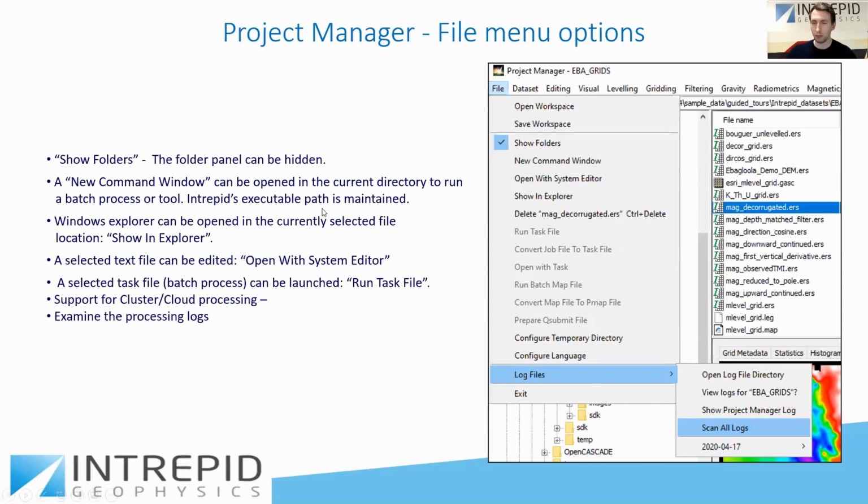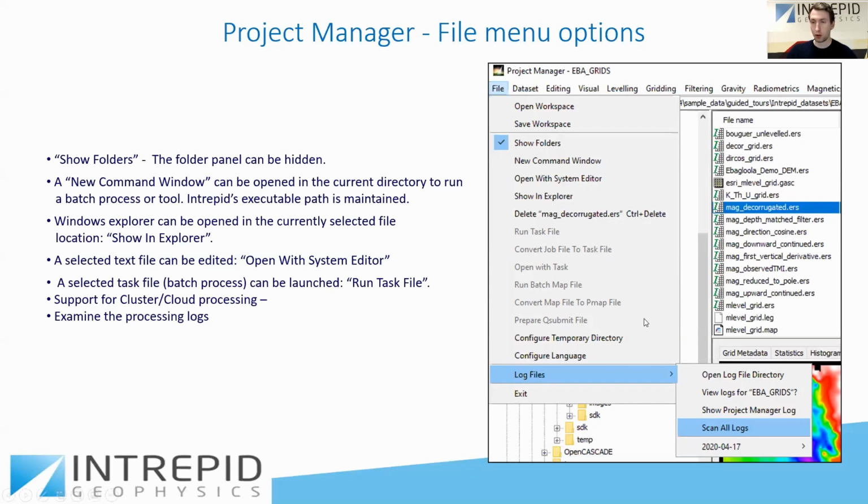Other than that, we've got Open with System Editor as well. This will open the file you've selected with the program that you've set as the default within Windows. So say I've got a task file that I always open with Visual Studio Code, for example. In Intrepid, if I right-click on it and go Open with System Editor, it'll open up a Visual Studio Code window with the selected task file open.